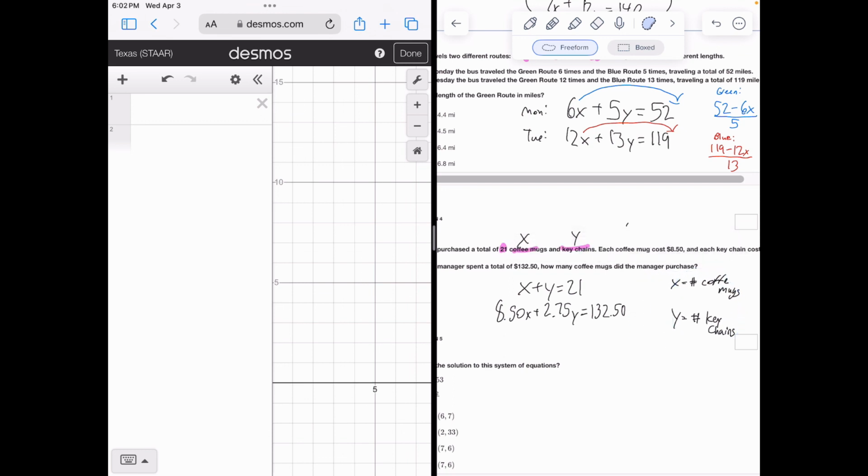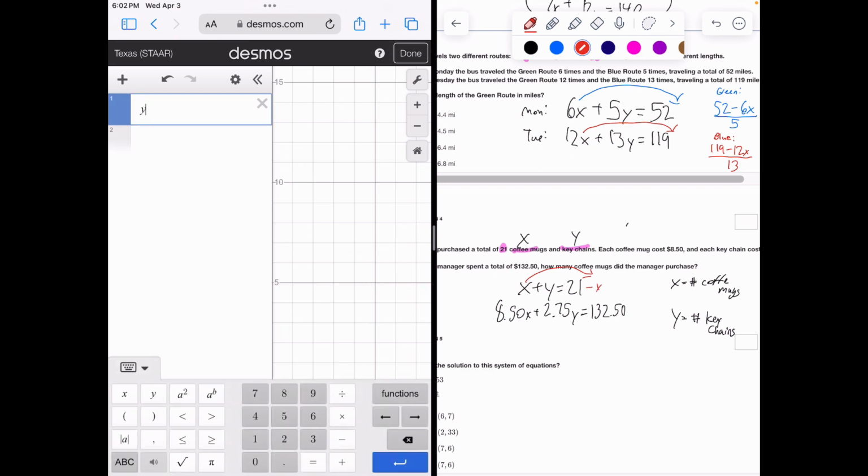Just like that. Now all I'm going to do is place that into Desmos, but I can't because I've got X and Y on the same side. Thankfully, with this first equation, I could just move the X over to give me 21 minus X, and the Y is already by itself. So that makes things a little bit easier. Y equals 21 minus X.